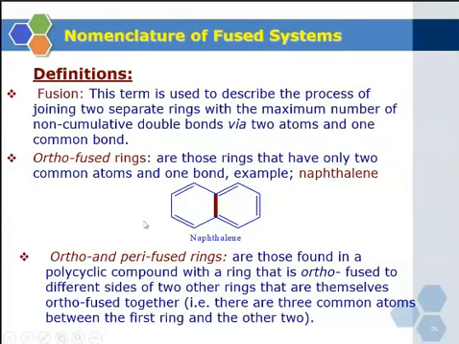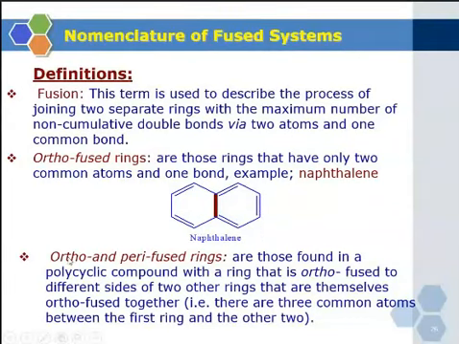These fused rings may be ortho-fused or they may be ortho- and peri-fused rings. What is the meaning of an ortho-fused ring? Ortho-fused rings are those rings that have only 2 atoms and 1 bond in common, as we can see here, as is the case of naphthalene.